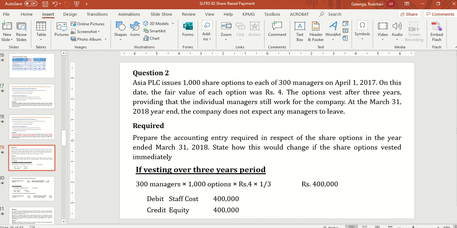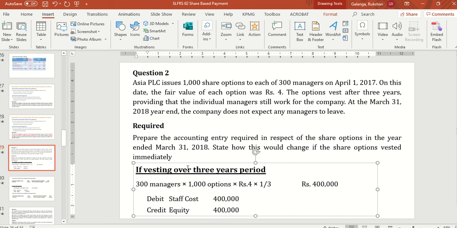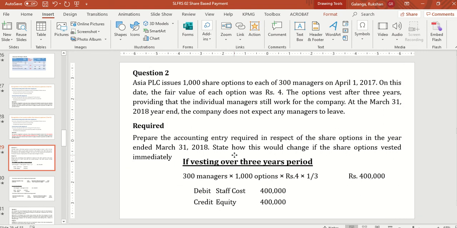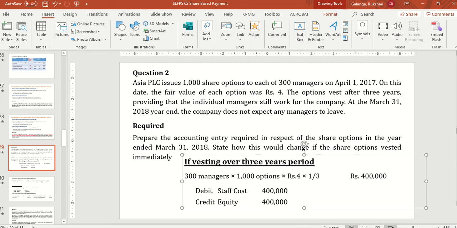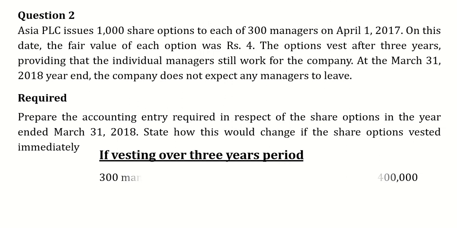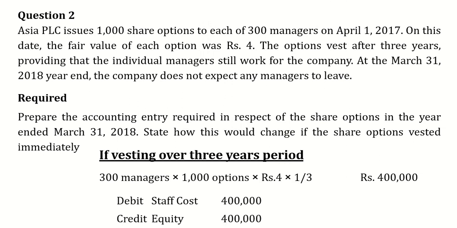This is how you put the double entry: debit staff cost 400,000 and credit equity 400,000. You debit staff cost 400,000 and you credit the equity 400,000. That's how you record it in the financial statements.